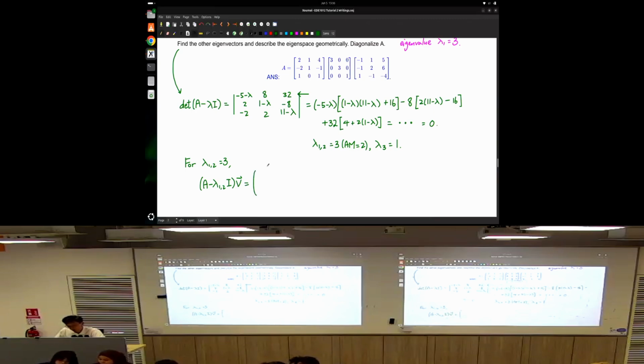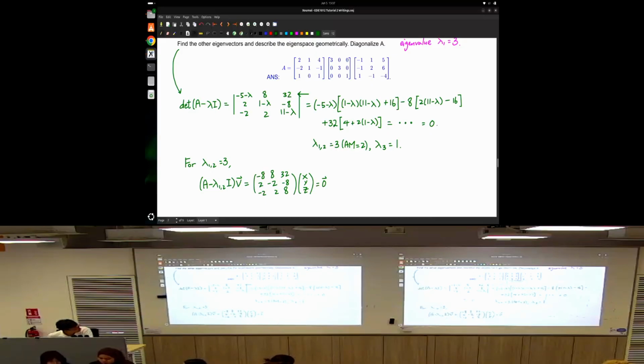Let me just straight away subtract. So this will be minus 5 minus 3, which is minus 8. Then 1 minus 3, which is minus 2. 11 minus 3, you will get 8. So therefore this is 8, 32, 2 minus 8, and this is minus 2, 2. You might observe that actually all three rows are dependent. You can observe that row 3 times minus 1 gives you row 2. But if you take row 3 times 4, you get row 1.